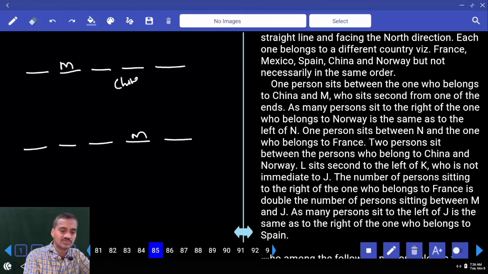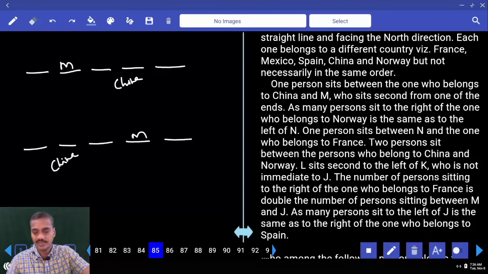The one who belongs to China is here. Similarly, the one who belongs to China can be here. And as many persons sit to the right of the one who belongs to Norway as to the left of N. Norway and N must be equidistant, isn't it?